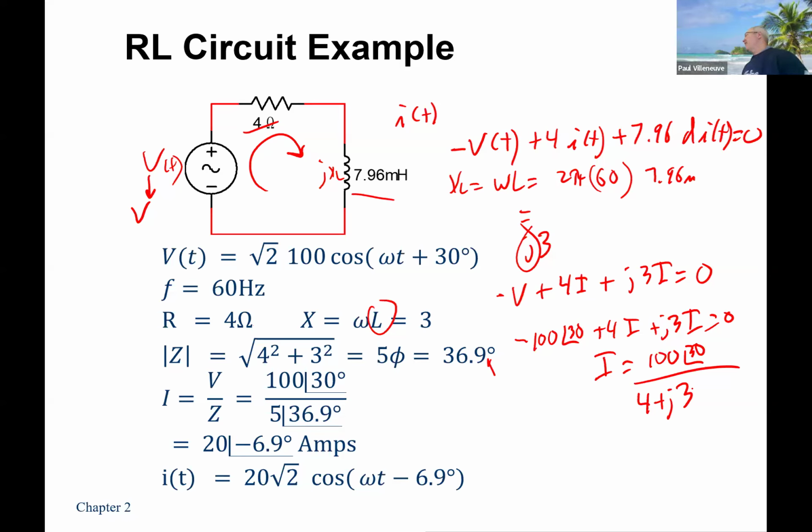If you want to bring that back to the time domain, all you need to do is multiply the 20, which is an RMS value, by square root of 2, and then go back to either a sine or a cosine wave. We'll add in our omega t, and then add in the phase shift, which in this case is negative 6.9 degrees. Okay. Questions on that?